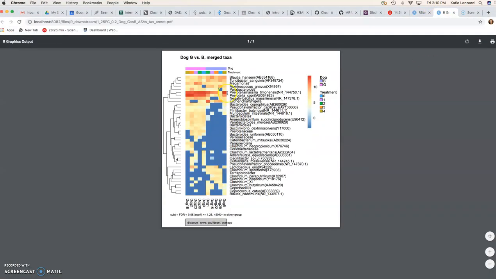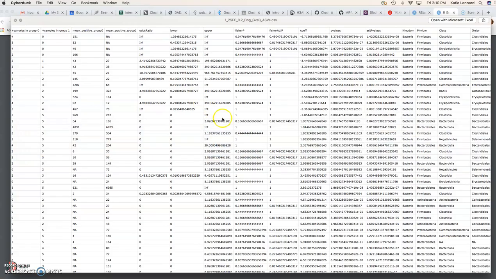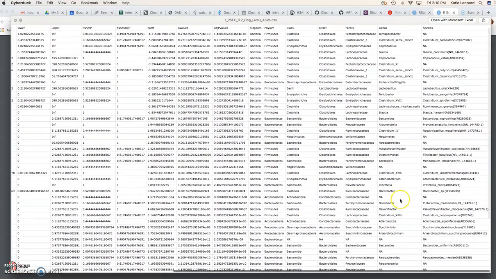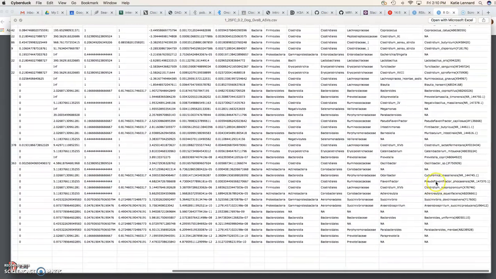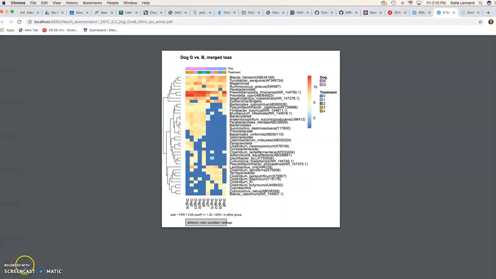If you look here at an ASV like Prevotella copri, that was present in all our samples but definitely more abundant in dog G, let's have a look at the stats for that. So here we see Prevotella copri is down here. We can see it also had a highly significant p-value and a fold change or coefficient of 3.89. Then here we have sorted by dog, and it's also worth having a look at your other factors of interest. So we see that there's no clustering by treatment.